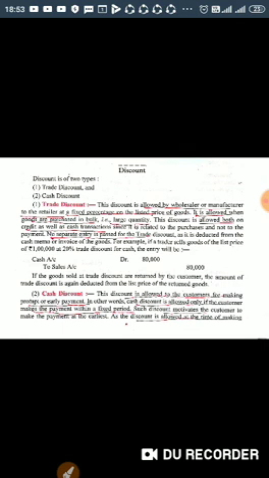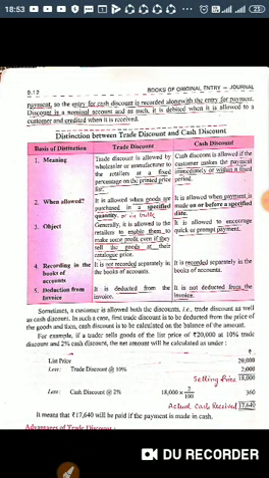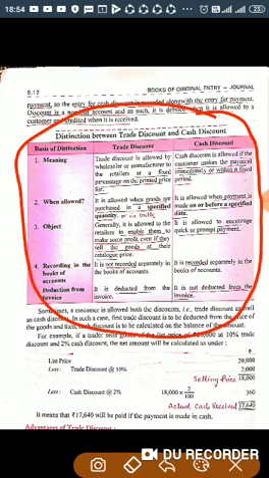Cash discount is actually recorded in the books of account because it is allowed as per the agreement. If you are allowing discount, then it is a loss for you, and if you are receiving discount, then it is an income for you. The nature of discount is a nominal account. The distinction between trade discount and cash discount: we can easily say that trade discount is allowed by a wholesaler or manufacturer to the retailer at a fixed percentage on the printed price, list price, catalog price, or invoice price.